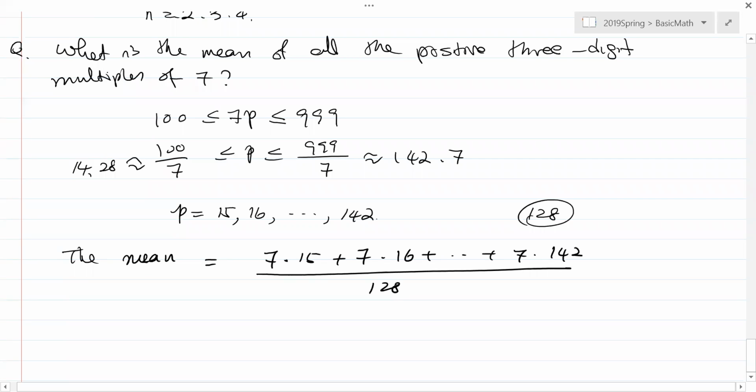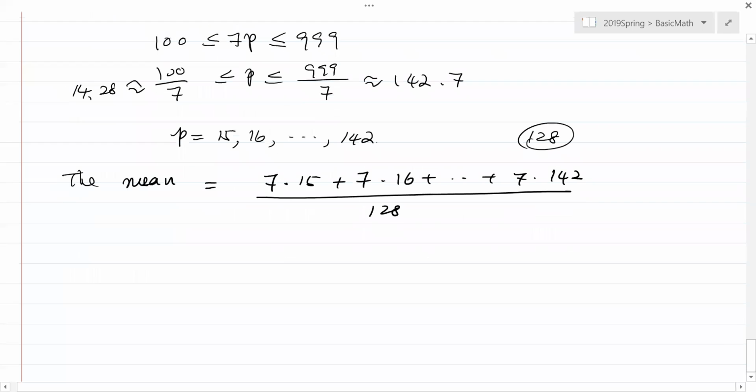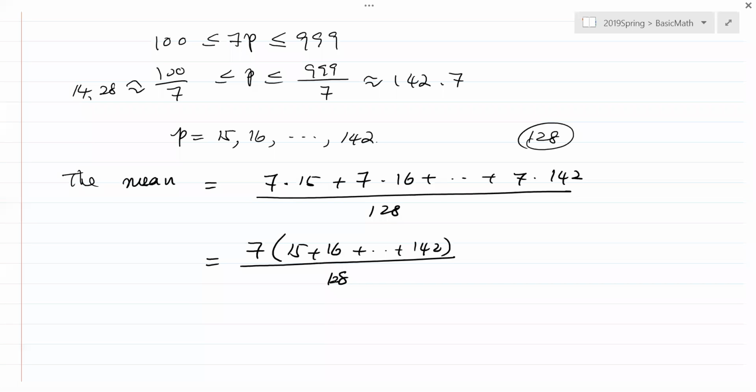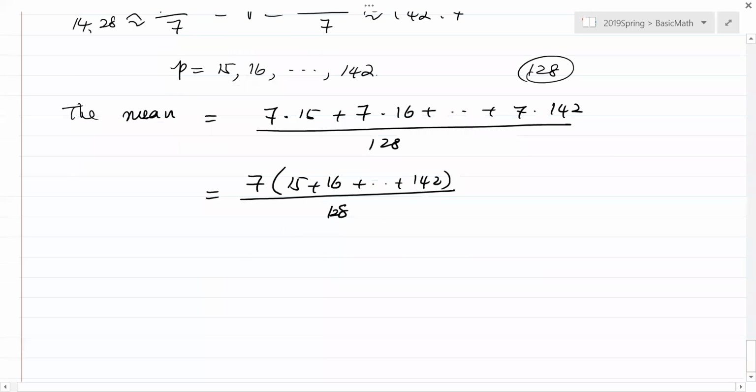But you can figure out how to add those numbers together. You have a factor of 7, you can take it out. 15 plus 16, all the way to 142, right? So how do you add all those numbers together, you know? Okay? The idea is as follows. 15 plus 16, all the way to 142.